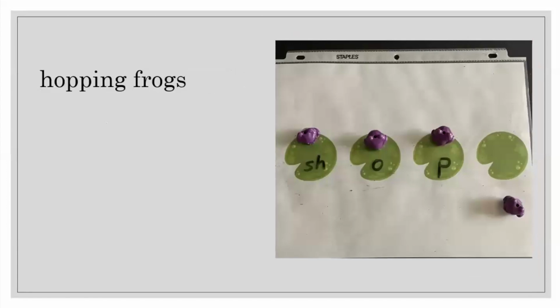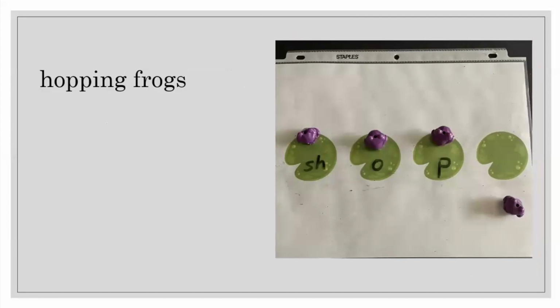Hopping frogs. I dictate a word and students make the little frogs hop onto the lily pads, one for each phoneme, as they say the sounds. Then they write the grapheme in for each phoneme in the word.